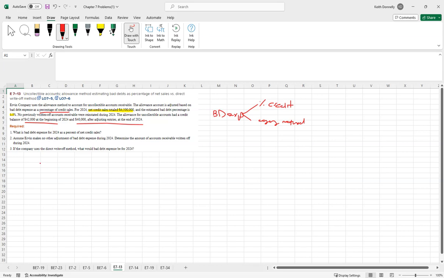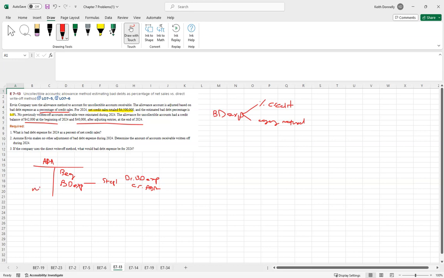Let's start here with just the T account for the allowance for doubtful accounts. We said this is a contra account to accounts receivable. So you're going to have your beginning balance on here. You're going to have your bad debt expense, which is kind of like step one, in the sense you debit bad debt expense, credit the ADA, this account. Because you're crediting it here, it's on the right side of the T account.